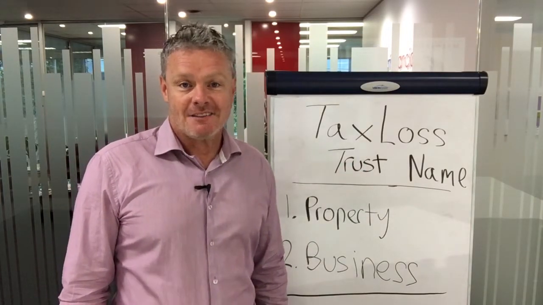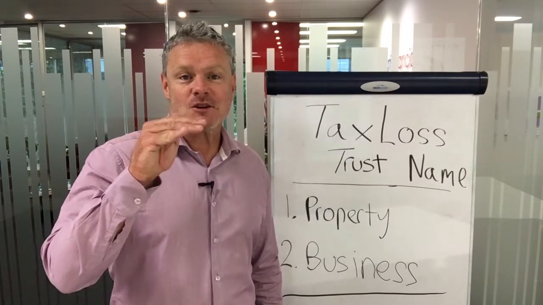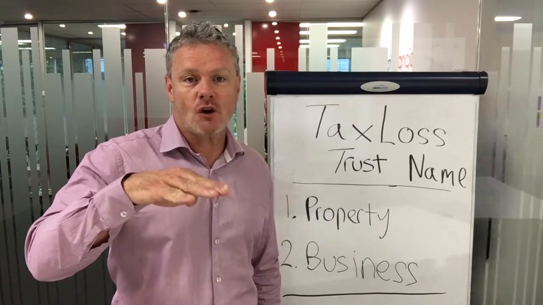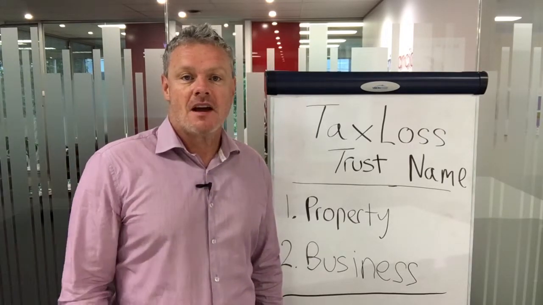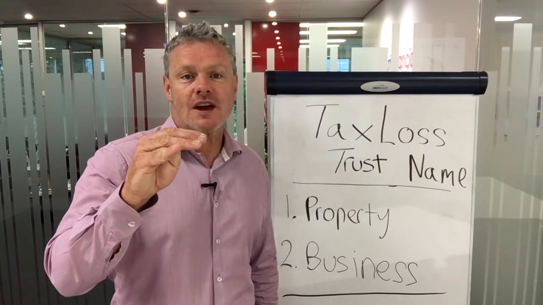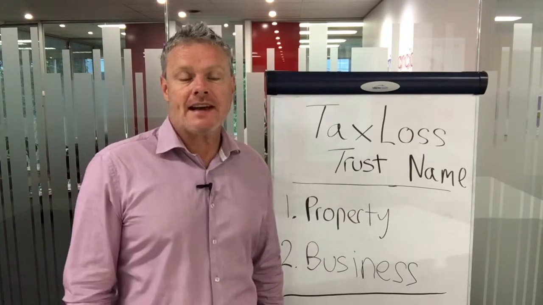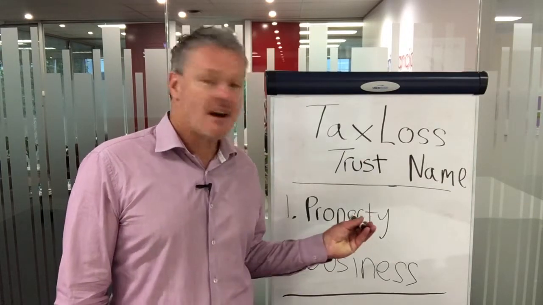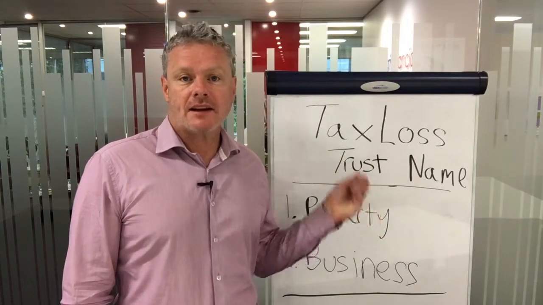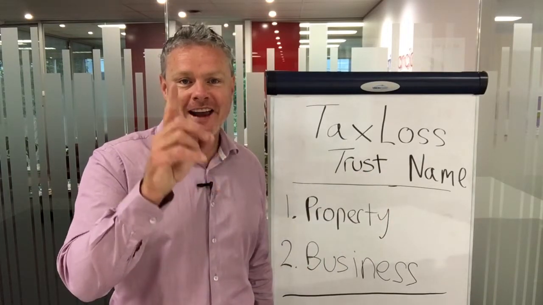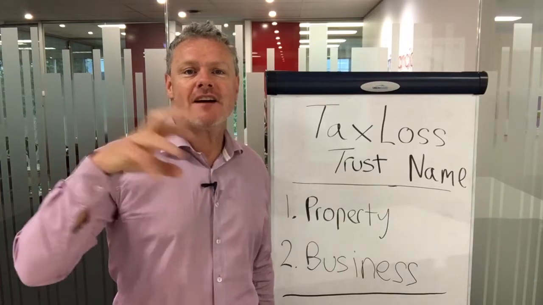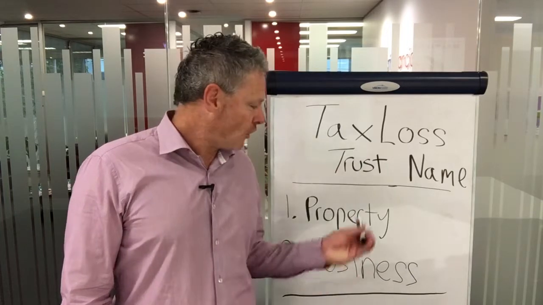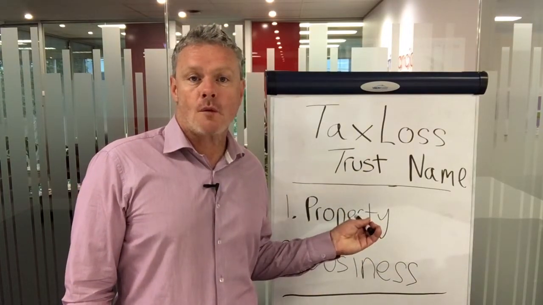If the expenses are more than the rent, you've got a negatively geared property in a trust name. If that's the case, the trust has a loss on its tax return and it cannot offset that loss against anything else. In a personal name, that loss can be offset against other income in the person's name. So why would you have a property in a trust that creates a loss? There's one reason only, and it is if you have another profitable business in a trading trust sitting alongside the other trust which has got the property in it.